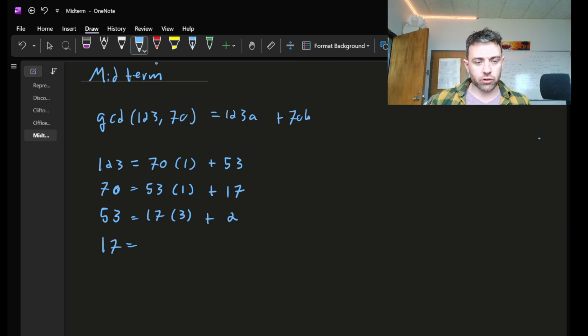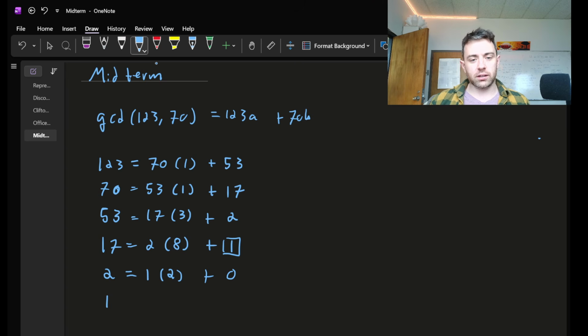So we move over the 2 and we move over the 17. How many times does 2 go into 17? Goes in 8 times because 2 times 8 is 16. So we have 1 left over. And then we move over the 2 and we move over the 1. And of course, this is just 1 times 2. This is 0. So we know our GCD is equal to this.